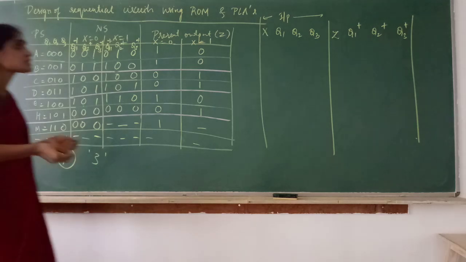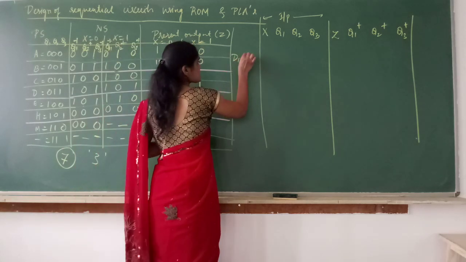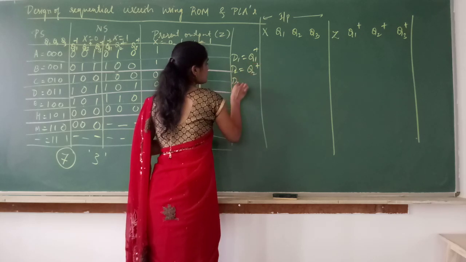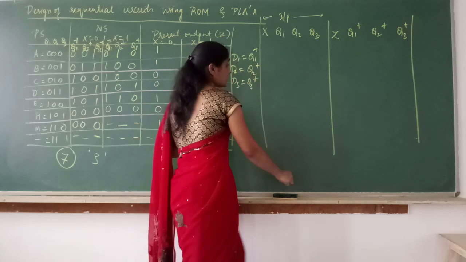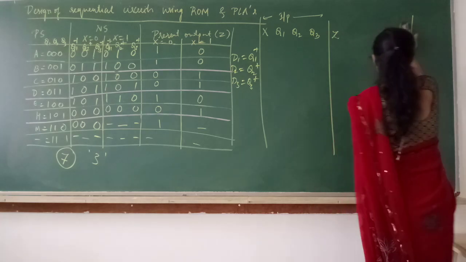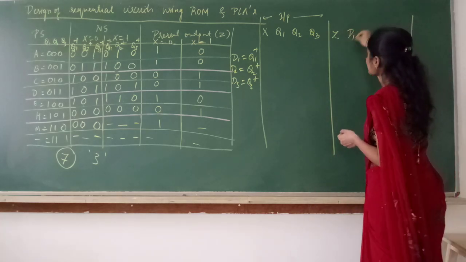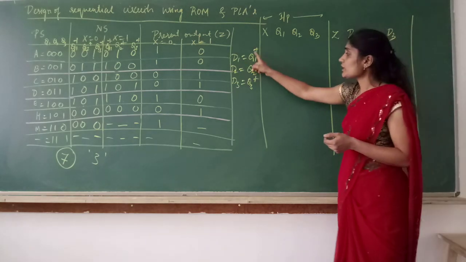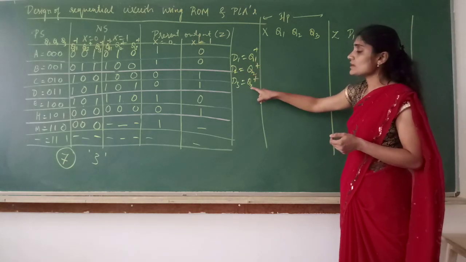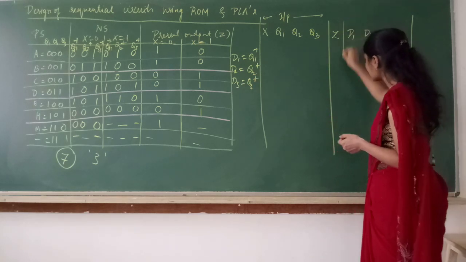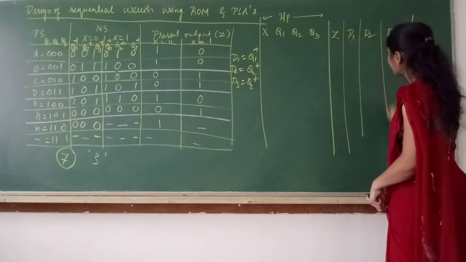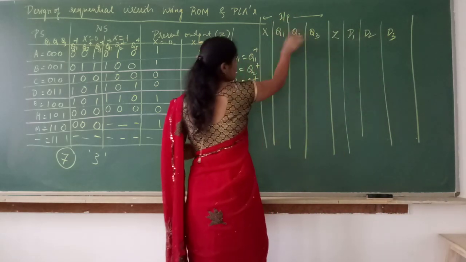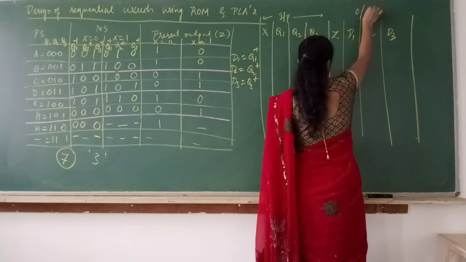Or you can take it as, since we have D1 as Q1 plus, D2 as Q2 plus, you know this, right? D3 is equal to what? Q3 plus. In your textbook you can see D1, D2, D3, which is the same, the next state. So D1 is nothing but Q1 plus, D2 is nothing but Q2 plus, D3 is nothing but Q3 plus. Now the same table we have written will be written like this. This table will be the inputs for ROM and these are going to be the outputs for ROM.